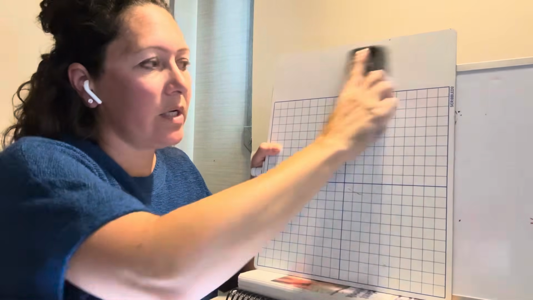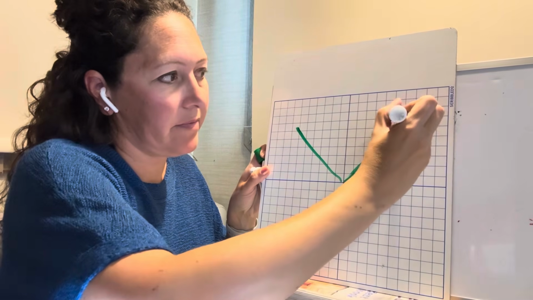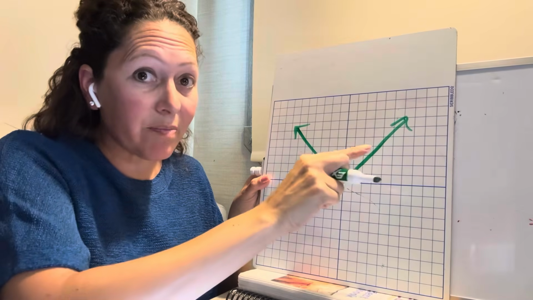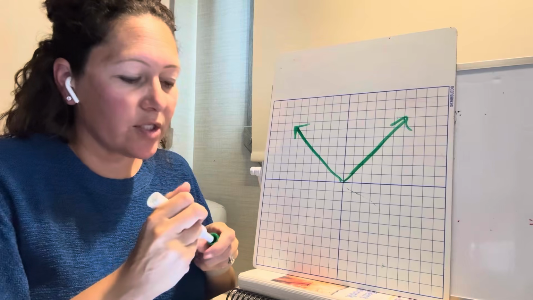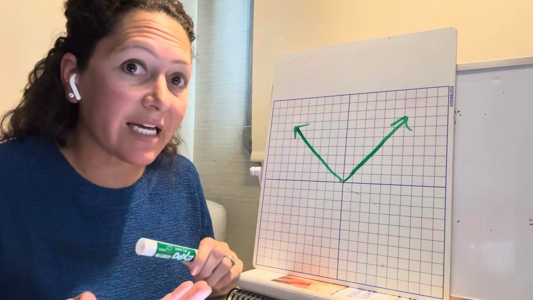Absolute value looks like a V, right? Because your values are always positive. And so your absolute value graphs look like this. So they should be able to start recognizing stuff like that. That's what you're trying to get them to do this week.